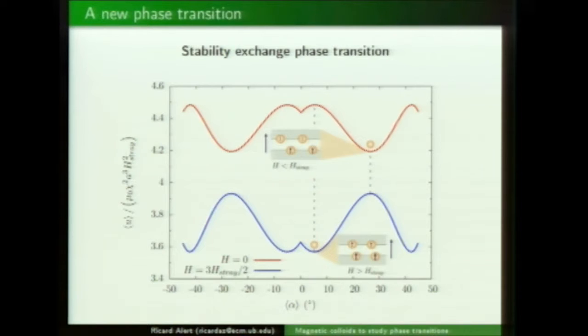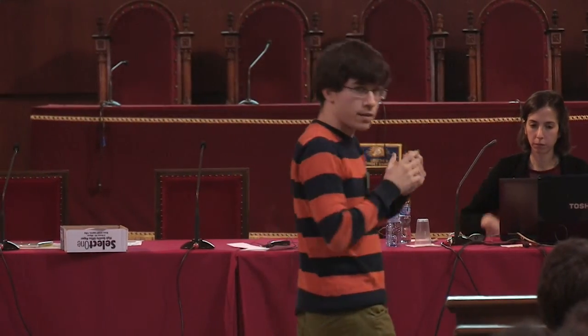And we call this a stability exchange phase transition, because then the system just goes from the stable state, which was before the minimum of the red curve, to the actual minimum, which is the one with the blue curve. Okay? And so we have studied a phase transition in a colloidal system. And thank you very much.